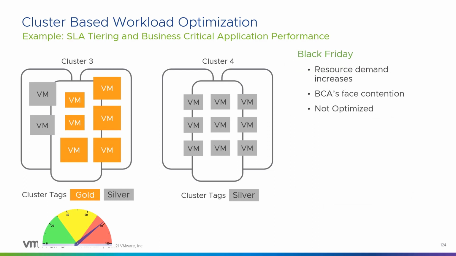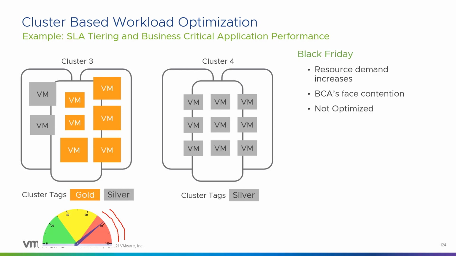Now Black Friday comes along, or maybe a Christmas in July sale, or whatever it might be. And suddenly there's a lot of contention on some of these applications. They're customer-facing applications, they're sales applications, and cluster 3 is now hitting its limits. It's starting to get really hot on cluster 3, which is, of course, my gold cluster environment, right? And I want to make sure that my business critical gold applications have all the resources they need.